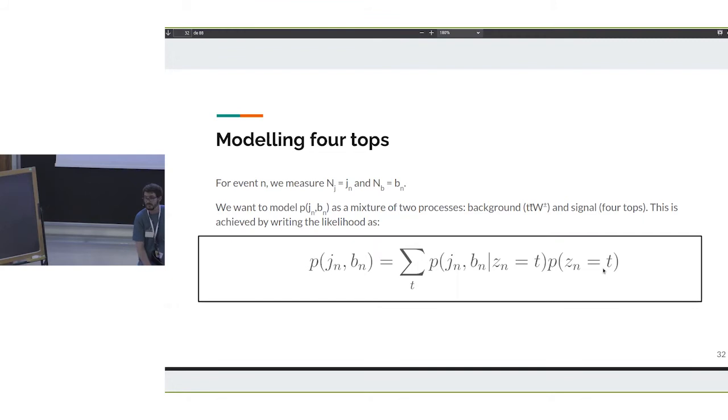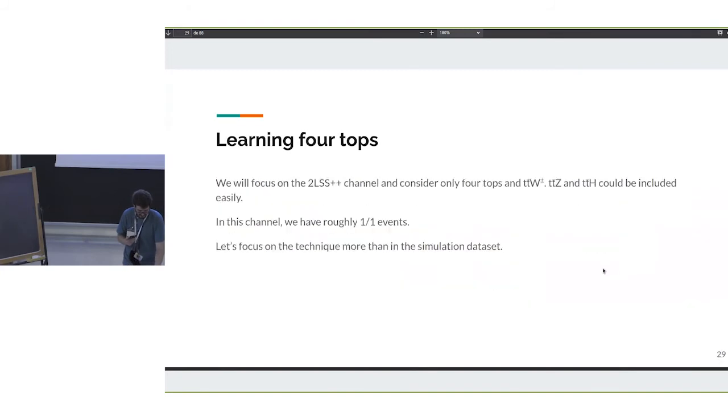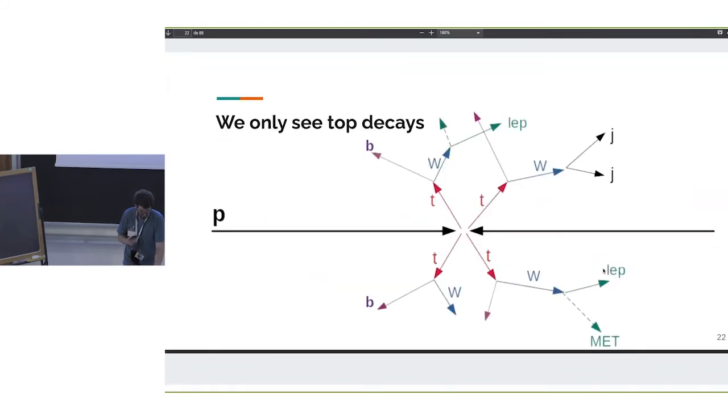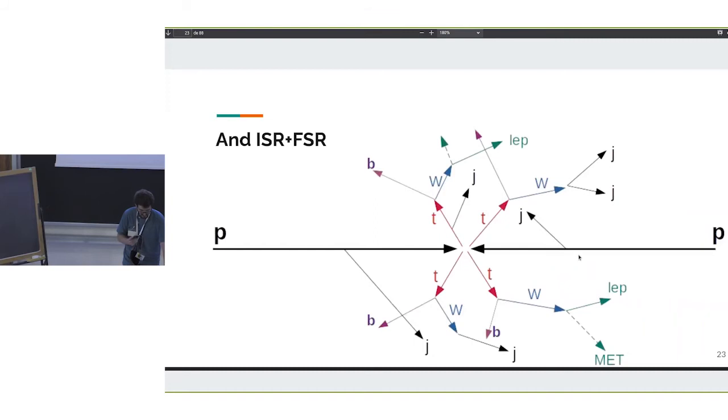Can you just remind me what the Jn and the Bn are? Perfect, thank you for the question. Let's go back to the diagram here. So here you have the top decays into a W, and then you have the production of other jets, coming either from the W decay or from initial or final state radiation. The number of these. This is a perfect world.